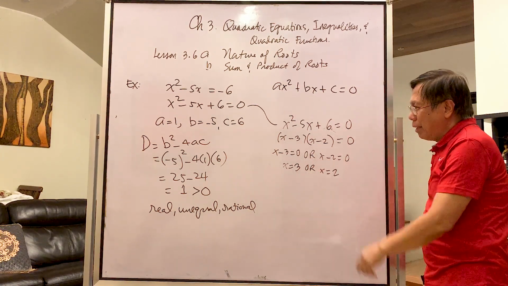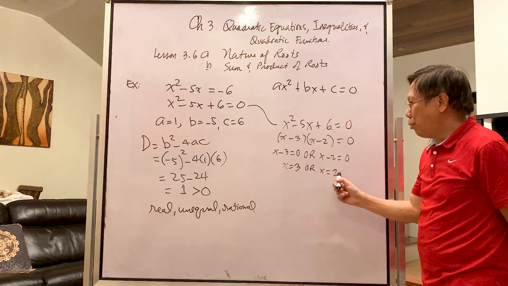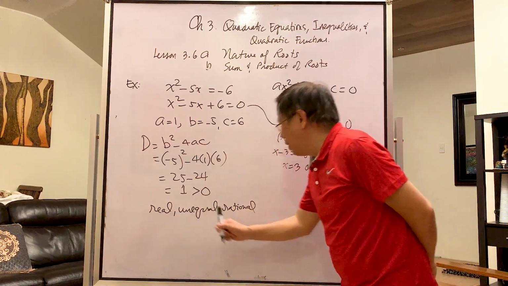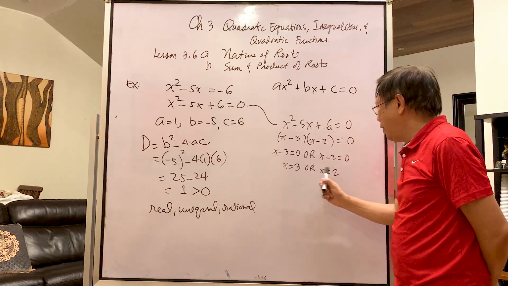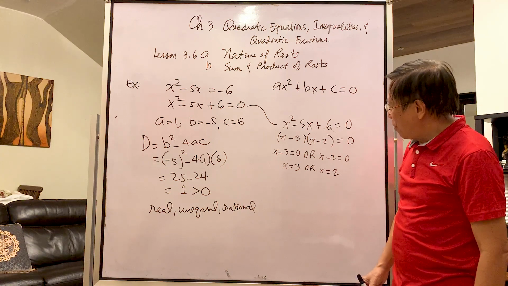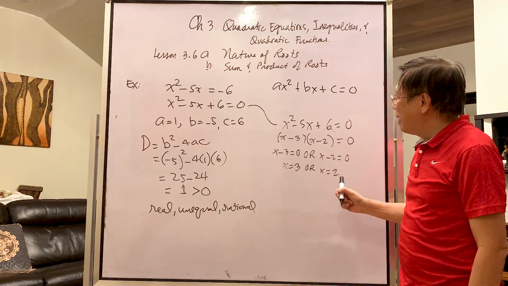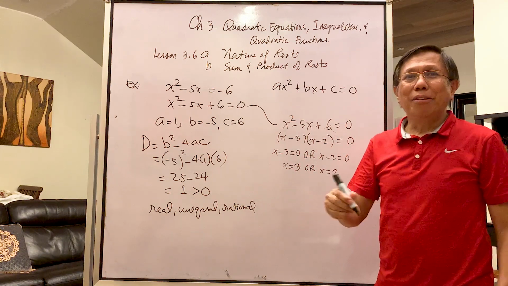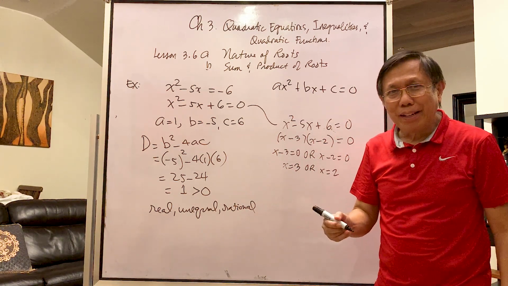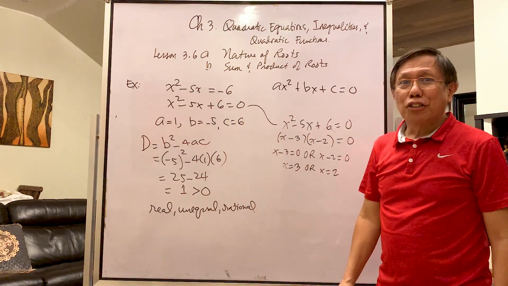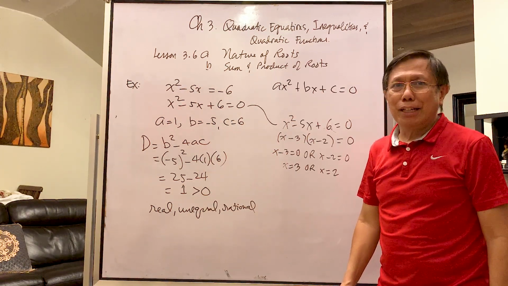Look at the roots that we have solved. 3 and 2 are real, they are unequal, and both 3 and 2 are rational numbers. So, another information here is, if the discriminant that you will arrive at is a perfect square, then the given equation is solvable by factoring method.